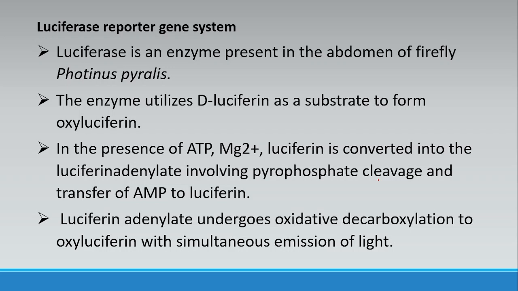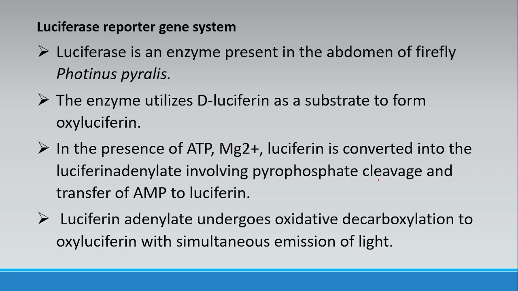The first one is the luciferase reporter gene system. Luciferase is an enzyme present in the abdomen of the firefly Photinus pyralis. The enzyme utilizes D-luciferin as a substrate to form oxyluciferin. In the presence of ATP and Mg2+, luciferin is converted into luciferin adenylate, involving pyrophosphate cleavage and transfer of AMP to luciferin. This luciferin adenylate undergoes oxidative decarboxylation to oxyluciferin with simultaneous emission of light.